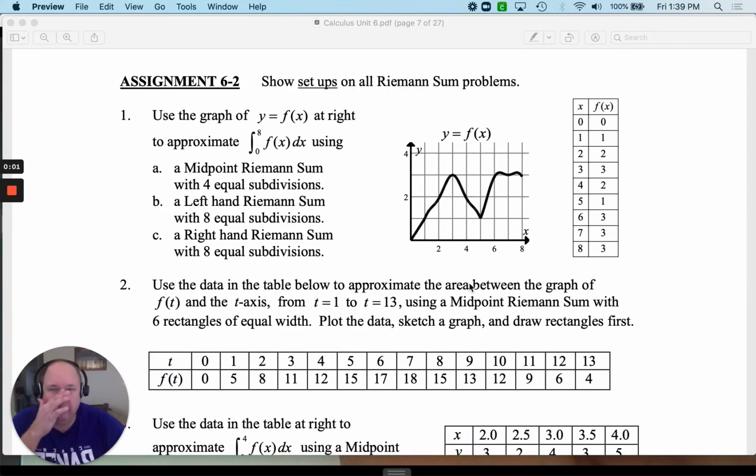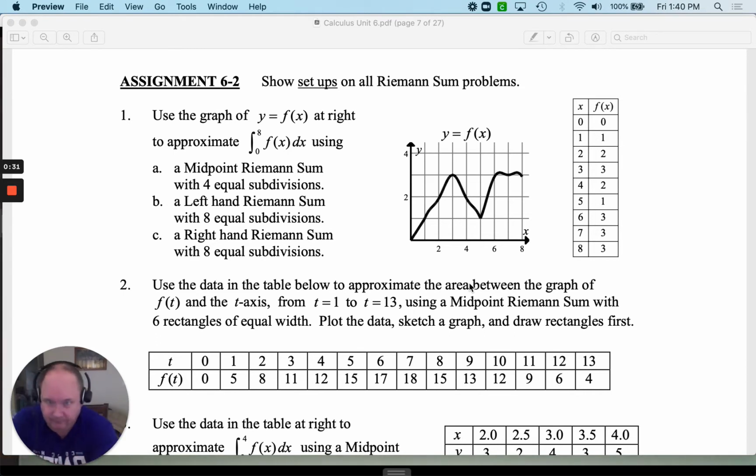Assignment 6-2. This is about Riemann sums and how to approximate a definite integral using rectangles. Use the graph of y equals f of x at the right to approximate the definite integral from 0 to 8 of f of x. We're going to be using rectangles, and there are three ways you could do it. You could use right, left, or mid. You could also use a greater rectangle or a less than rectangle.